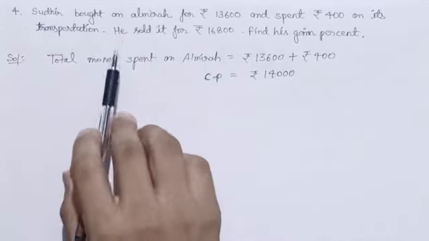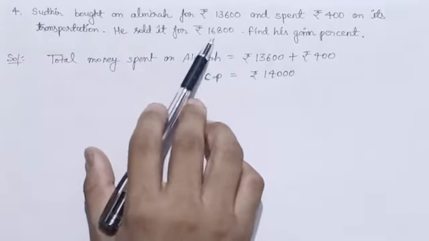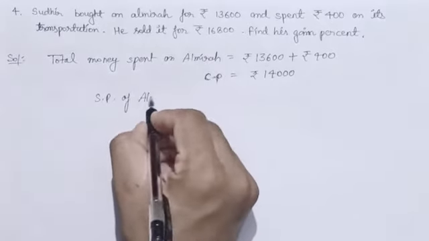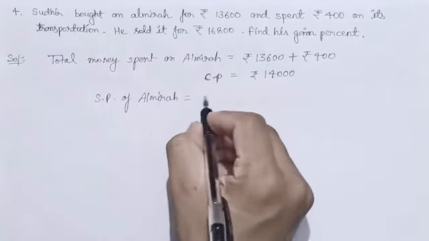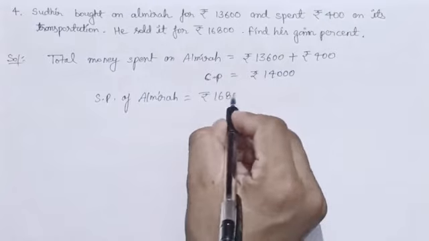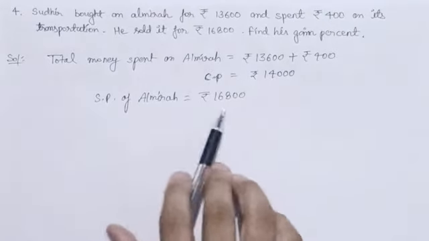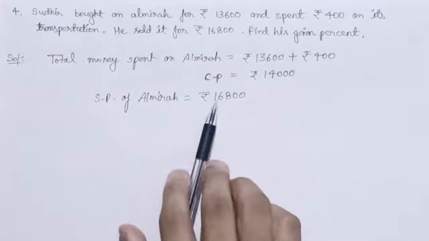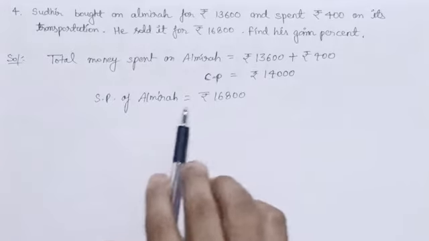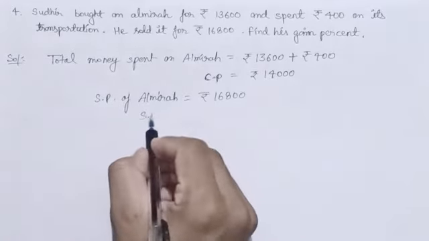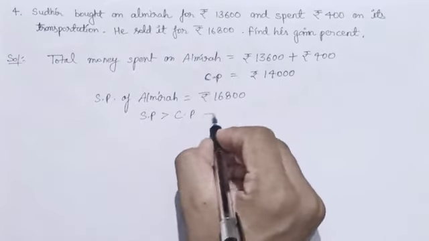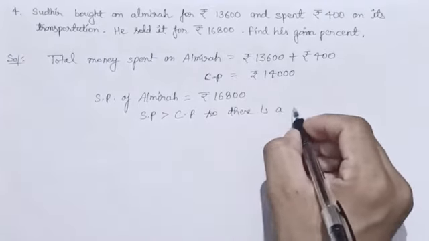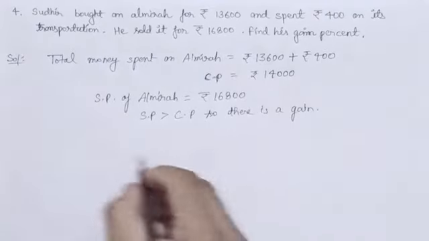Okay. Now he sold it for rupees 16,800. So SP of almirah is equal to rupees 16,800. Now here you can see that the SP is 16,800 and the total cost price is 14,000. It means there is a profit or gain because SP is greater than CP. It implies there is a gain.